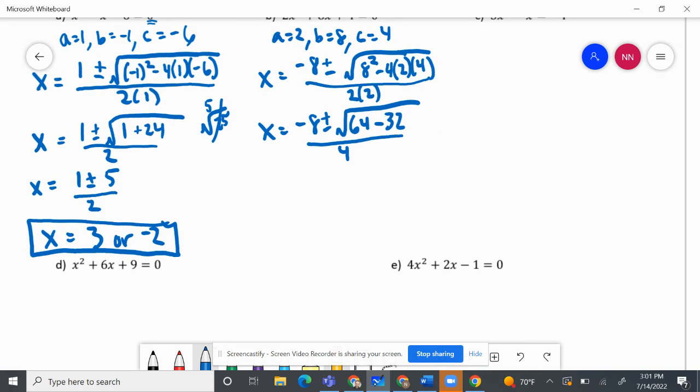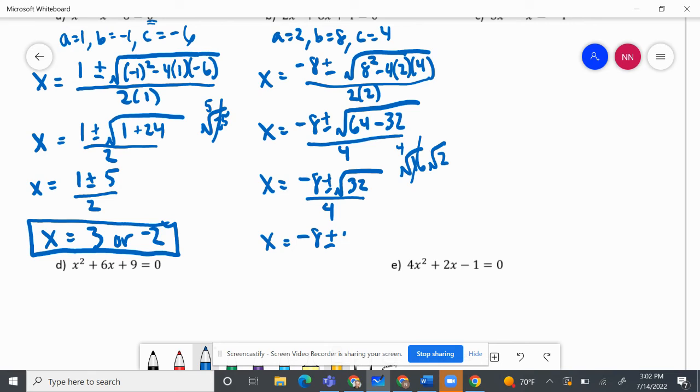Then we're going to simplify this. x equals negative 8 plus or minus the square root of 32 over 4. 32 is 16 and 2, and the square root of 16 is 4. So that gives us x equals negative 8 plus or minus 4 square root of 2 over 4. All of them are divisible by 4, so that gives us x equals negative 2 plus or minus the square root of 2.